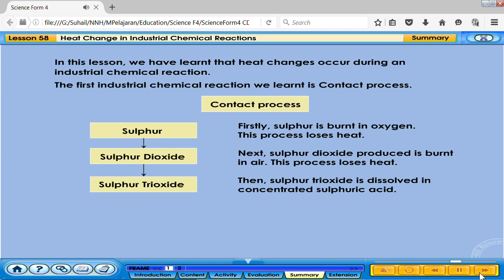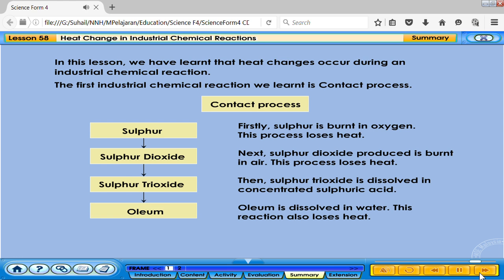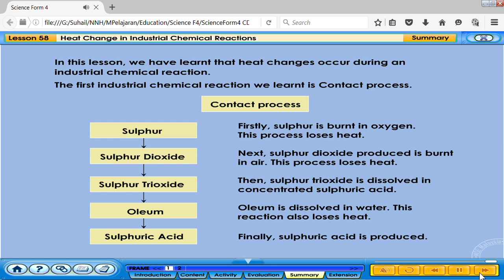Then, sulfur trioxide is dissolved in concentrated sulfuric acid. Oleum is dissolved in water. This reaction also loses heat. Finally, sulfuric acid is produced.